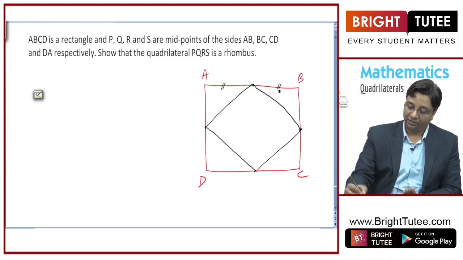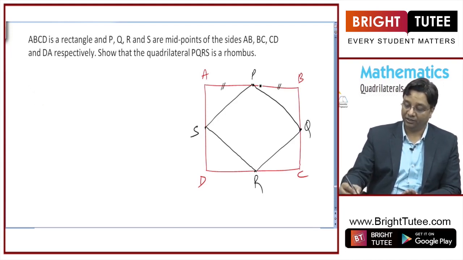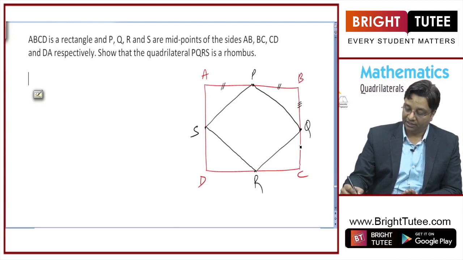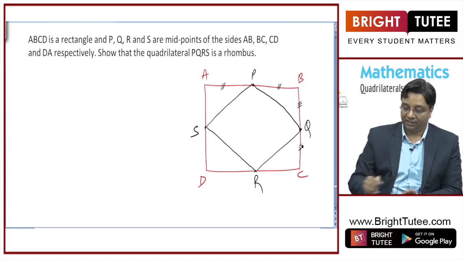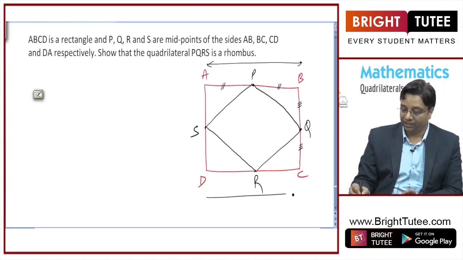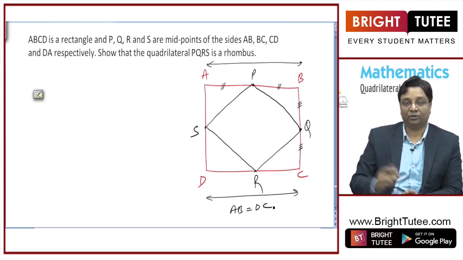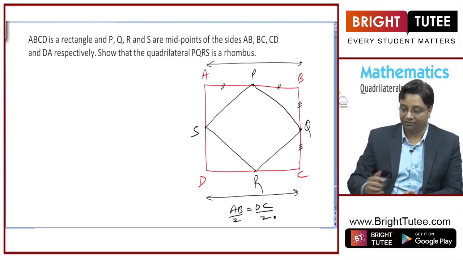This segment is equal to this segment, P, Q, R, S. Why do I say that? Because P is a midpoint of AB, so these segments are equal. BQ is equal to QC, right? Now you need to notice that this is a rectangle outside, so AB is equal to DC. Why? Opposite sides of a rectangle, so their halves will also be equal. Half of AB will be equal to half of DC.